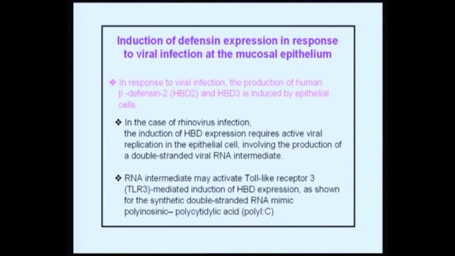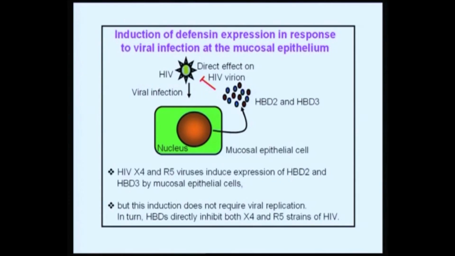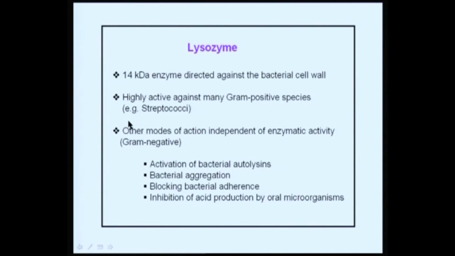Whatever I said is written over here, but in case of another viral infection, in this case HIV, the production of human beta defensin 2 and 3 does not require viral replication. So, you have situations in which some viruses need viral replication for production of these defensins, in other viruses you do not need this, but nevertheless they play an important role in antiviral immunity.